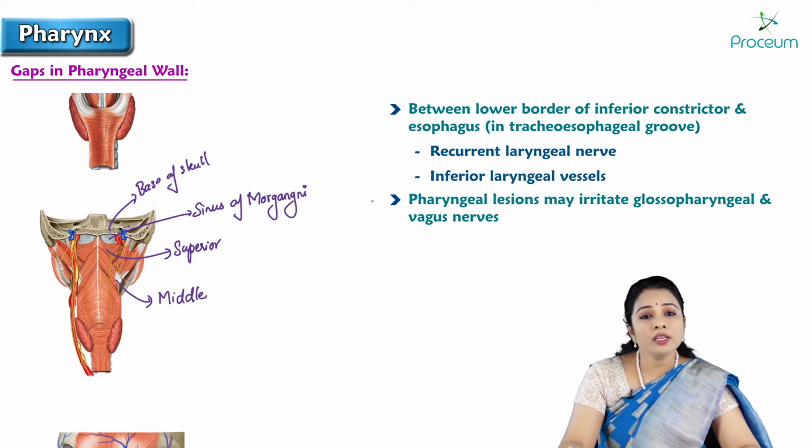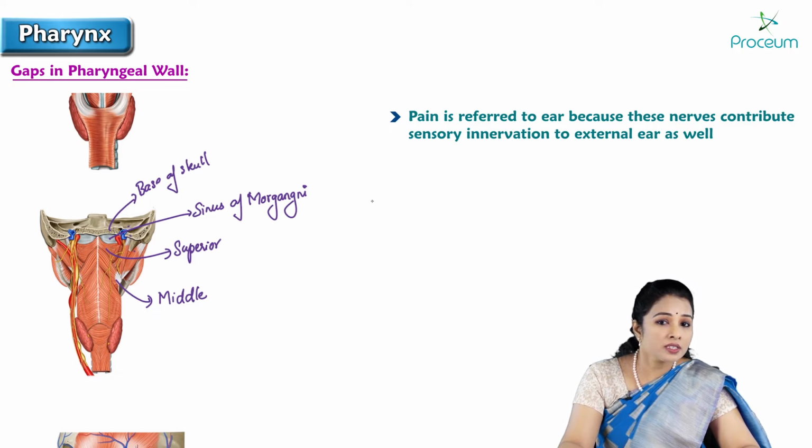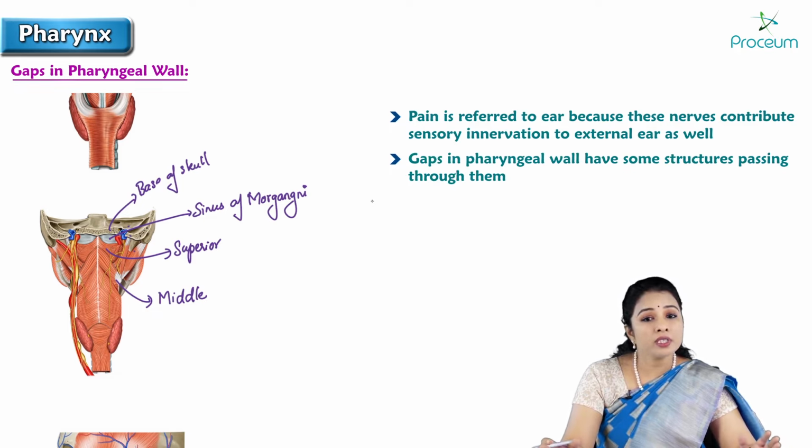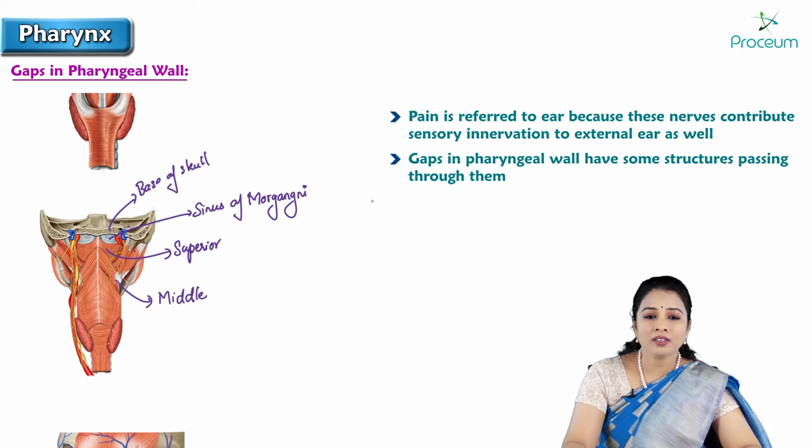Pharyngeal lesions may irritate the glossopharyngeal and vagus nerves. The pain is referred to the ear because these nerves contribute sensory innervation to the external ear as well. So, the gaps in the pharyngeal wall have some structures passing through them. That is about the gaps and the structures passing through the gaps.